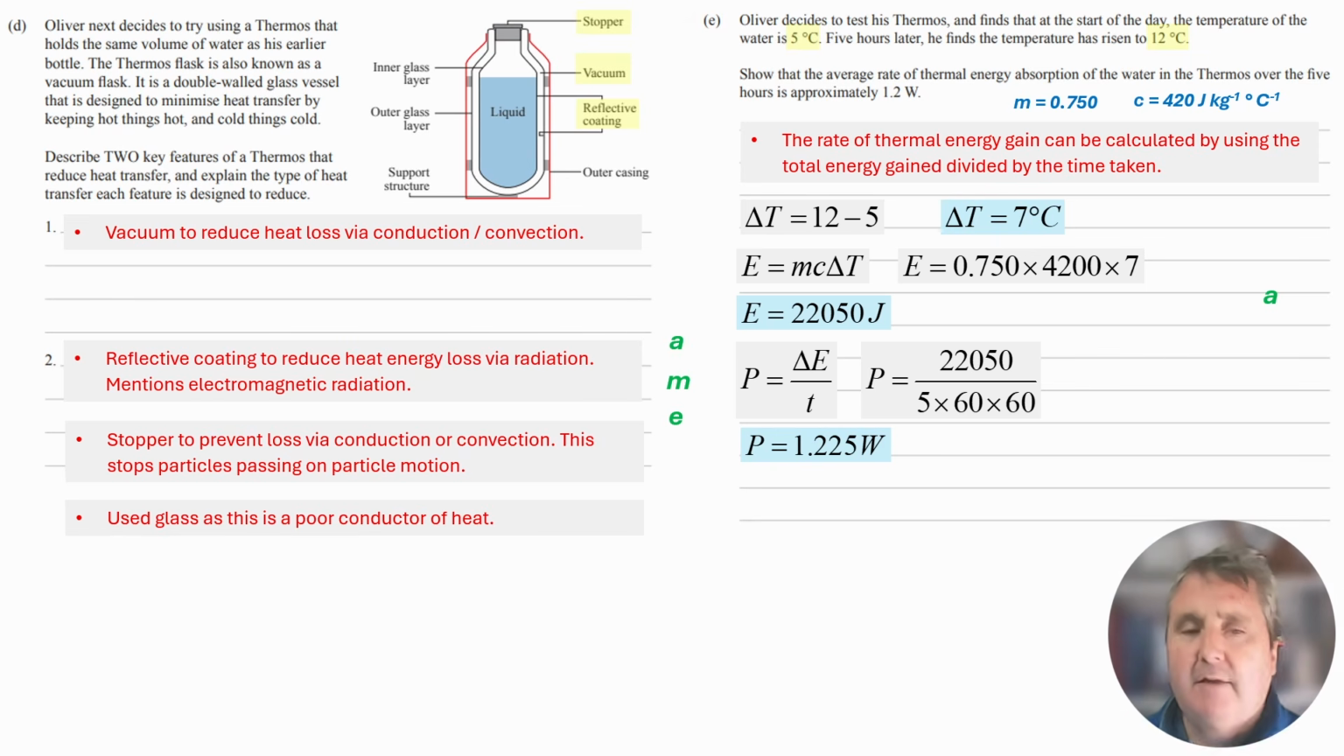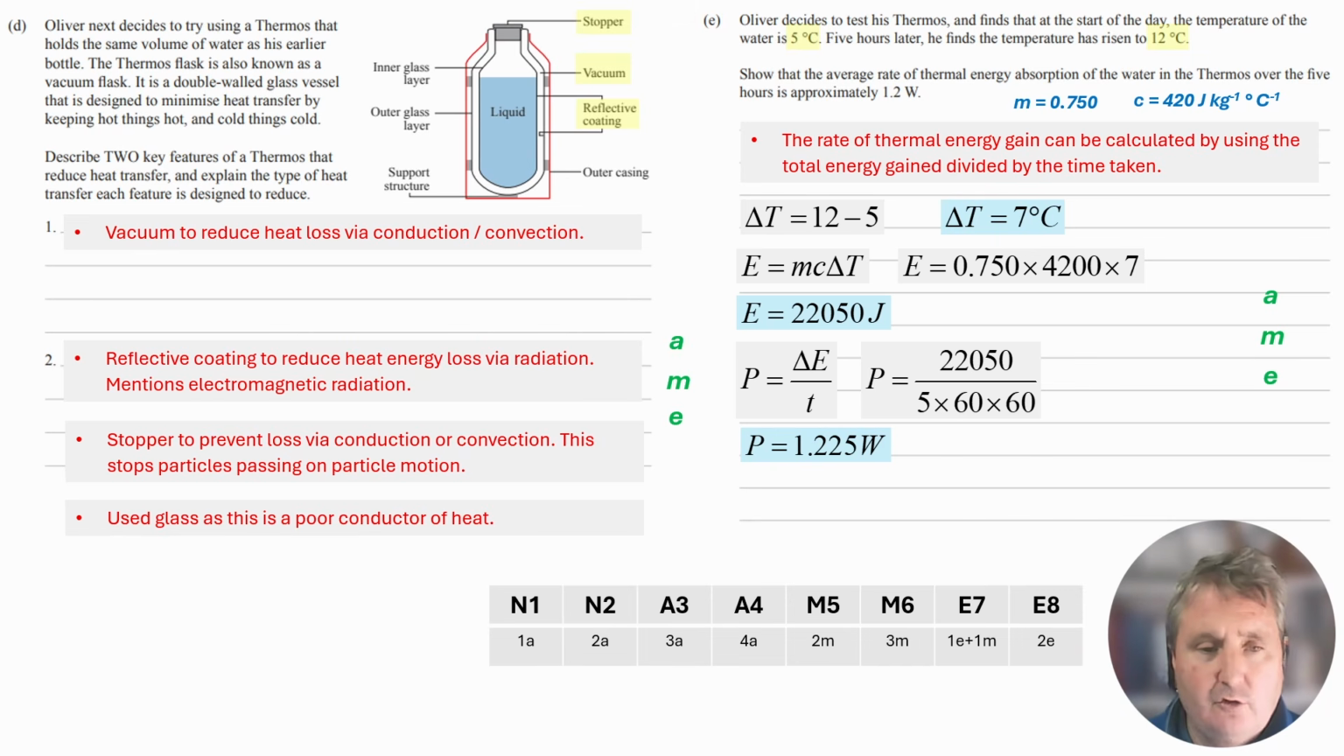If you get the correct value for the amount of energy gained, which is 22,050, you get a merit, or the correct power using the wrong value of E. So if you got this E value wrong, but you put the correct stuff in the power equation, you can get a merit as well. You get an excellence if you get the correct value at the end, and you can show that that's the same as what you already had. Okay, so that's the end of question 2.